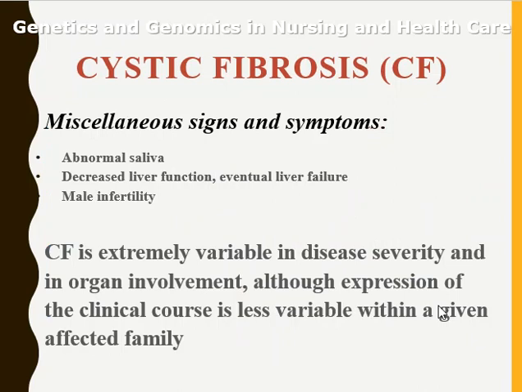Miscellaneous signs and symptoms, according to your book: they have abnormal saliva, decreased liver function, and eventual liver failure, because the liver and gallbladder are also damaged by the mucus deposits. And then male infertility also occurs. Cystic fibrosis is extremely variable in disease severity and in organ involvement, although the expression of the clinical course is less variable within a given affected family. So there are a lot of degrees of severity amongst the entire population with cystic fibrosis, but it seems to be very specific symptoms within a given family.